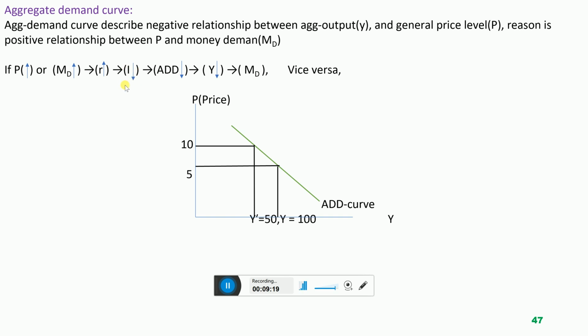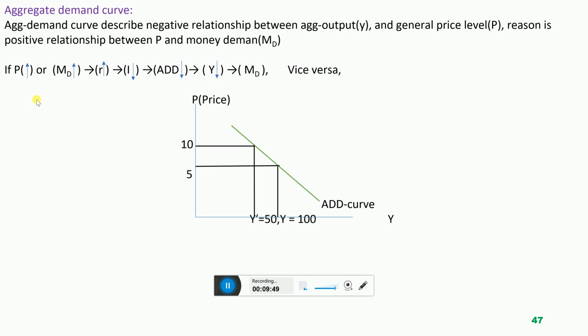No one is investing in the goods market because in the goods market profit is less, and in the money market banks increase interest rate. No one can take loan from the bank because loan is very expensive. So investment decreases. When investment decreases, demand decreases and GDP decreases. Negative relationship between the price and aggregate output. That is why the aggregate demand curve is negatively sloped. Price increases, aggregate output decreases.